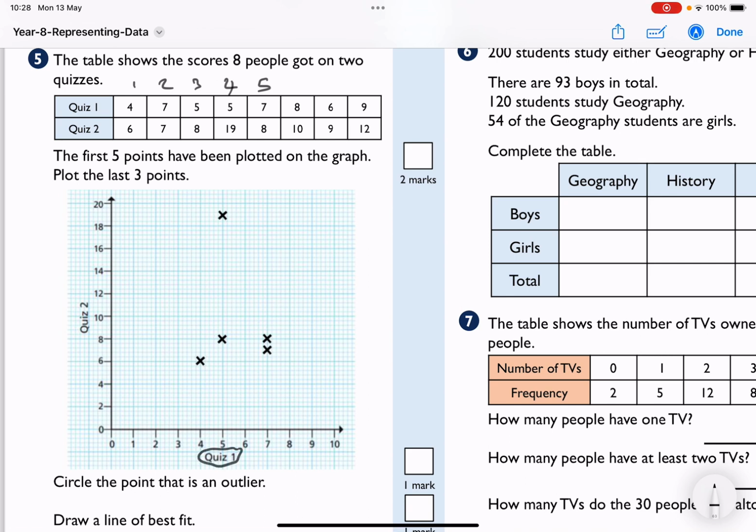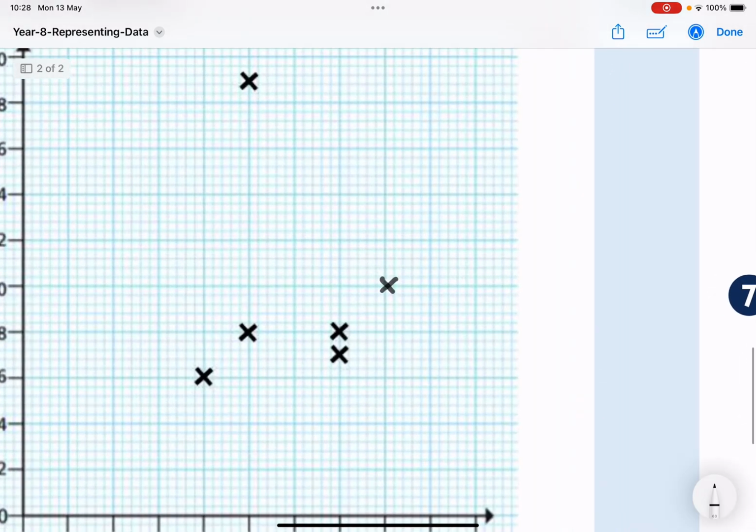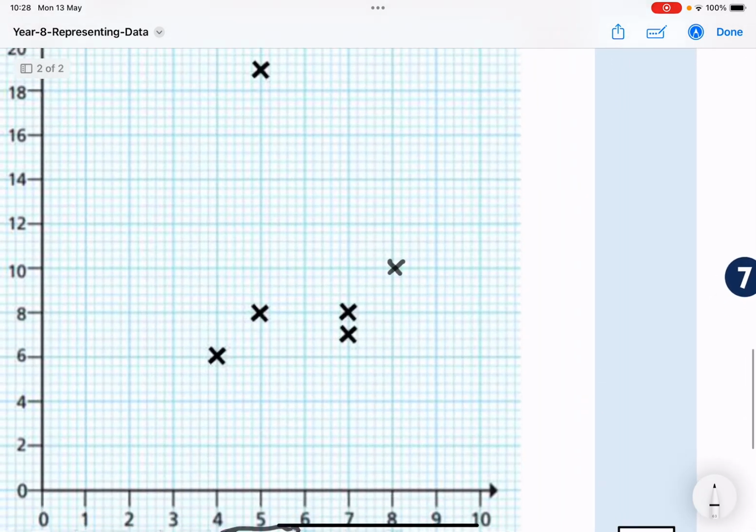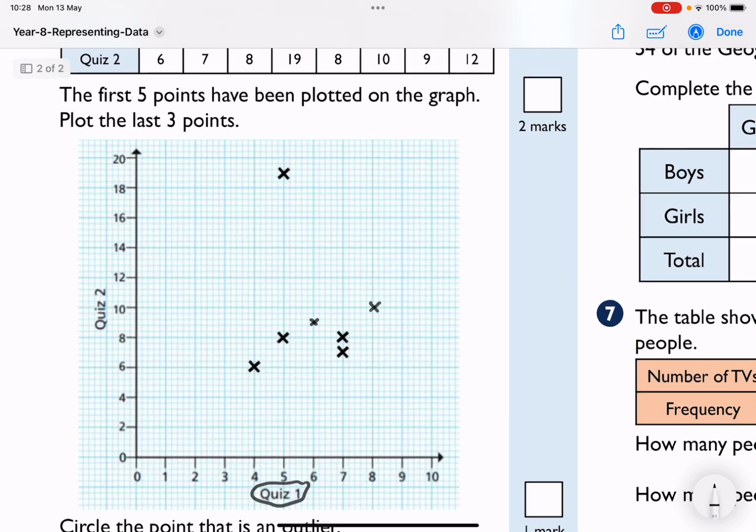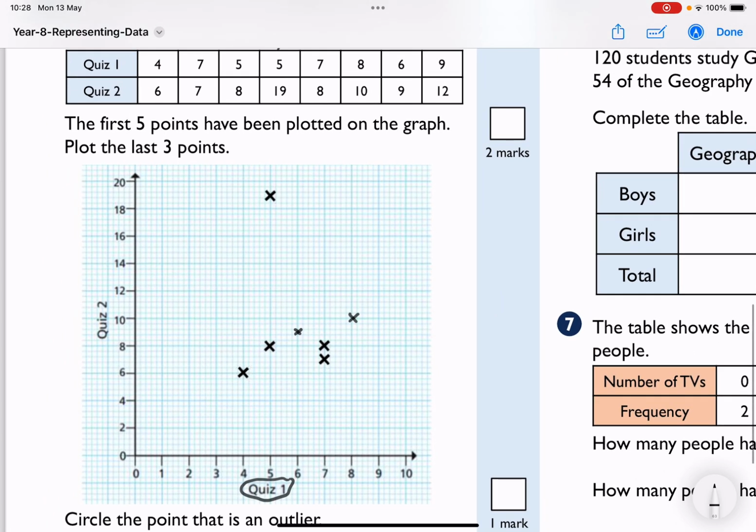Quiz 1 is first, going on the x-axis. So I'm going to 8 and I'm going up to 10. So there is my cross. 6 to 9, 6 up to 9. Now be careful. I can zoom in here to 9. 6, 9 is dead on between 8 and 10, and you have to be nice and clear when you do this, so be accurate. And then finally I've got 9 and 12, which is up there.